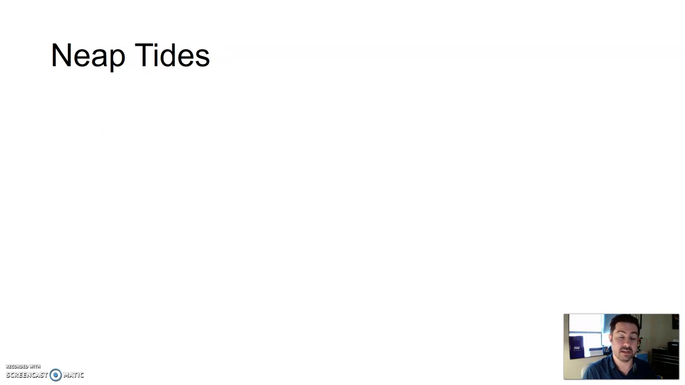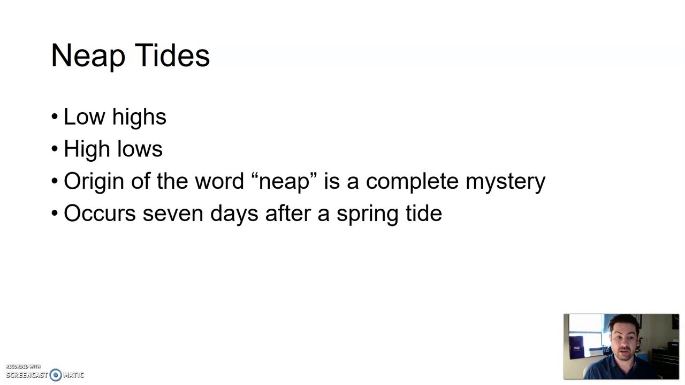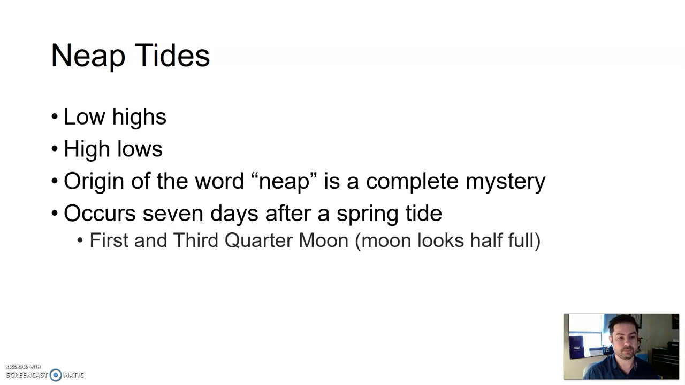And then you have neap tides, which are when you have the lowest high tides and you have the highest low tides. The origin of the word neap is completely a mystery. I researched it. It's a mystery. But neap tides occur 7 days after a spring tide. So you get a full moon, spring tide, 7 days later, neap tide. 7 days after that, you get a new moon, spring tide, 7 days later, neap tide.